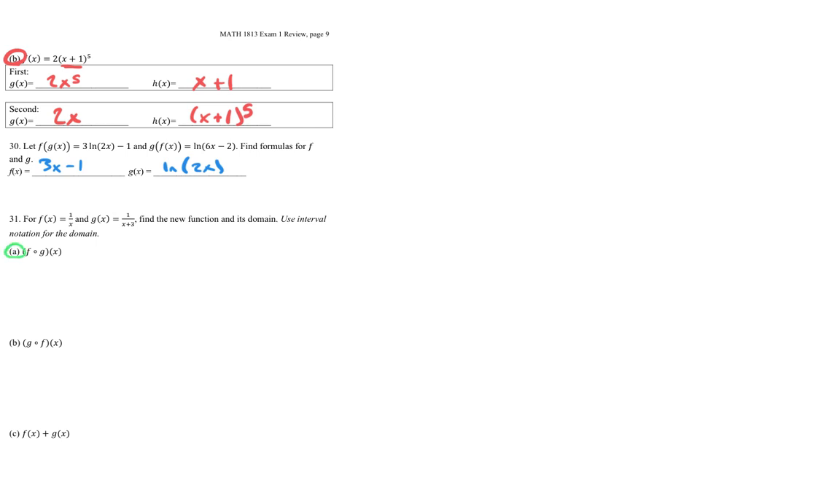So we have f of g of x, or again, we can write f of g of x. So wherever we see x in f, we plug in g of x. So for part A, we have 1 over x, and wherever we see x, we plug in g of x. So we're going to plug in 1 over x plus 3. Because this is kind of like two separate fractions, this is going to work out just like that.